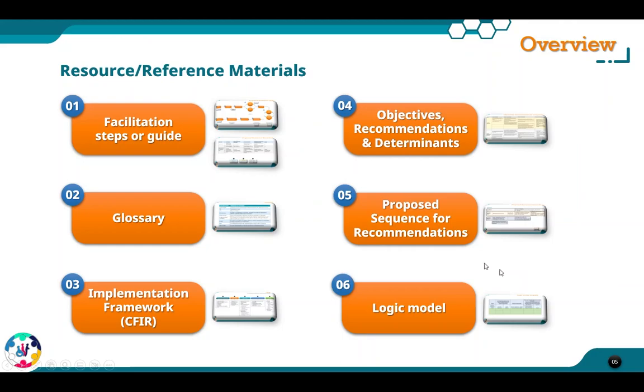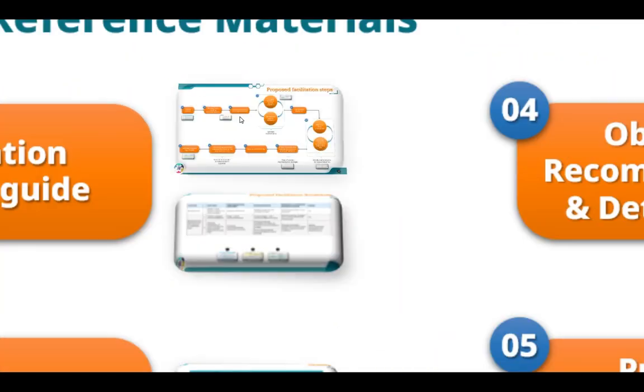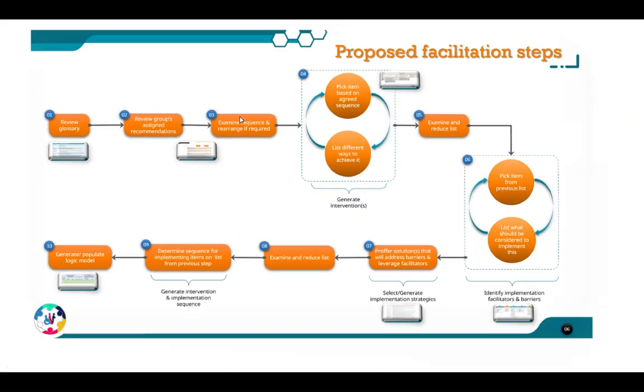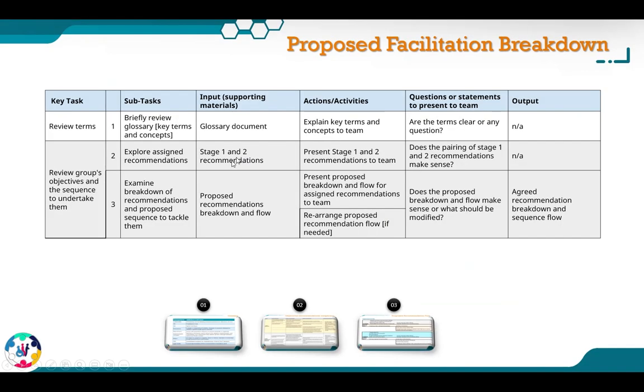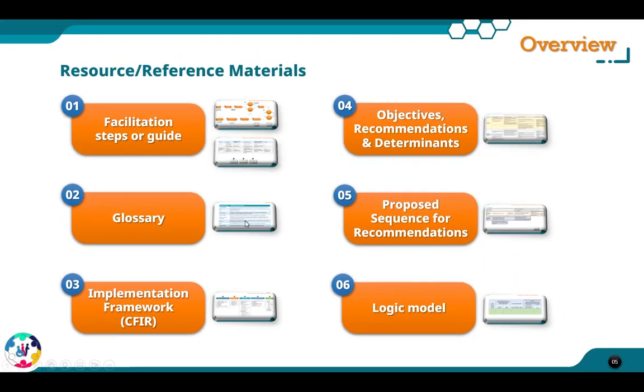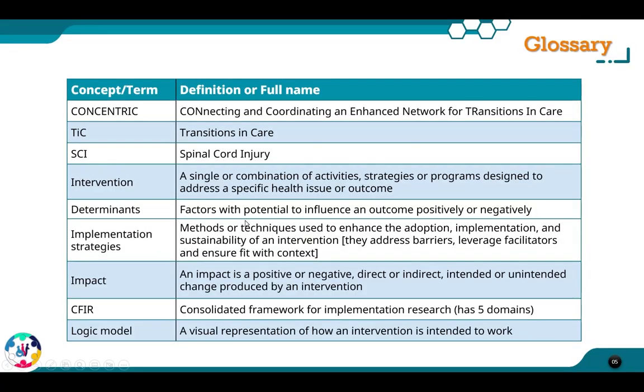The first 2 reference materials provide a summary of all the proposed steps for facilitating the working group sessions. The first resource summarizes the steps using a diagram, and the second uses a table format to present more details on the process. The third resource has the glossary, which is provided to ensure the team understands key acronyms relevant to the project and terms commonly used in implementation work.